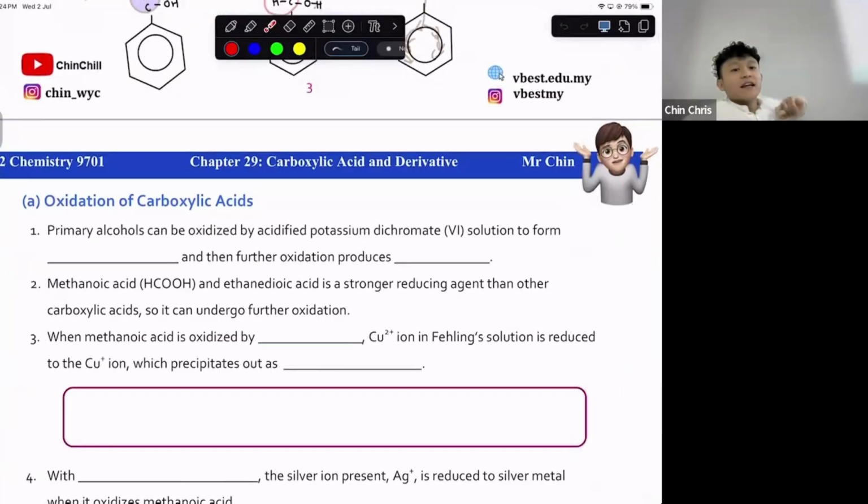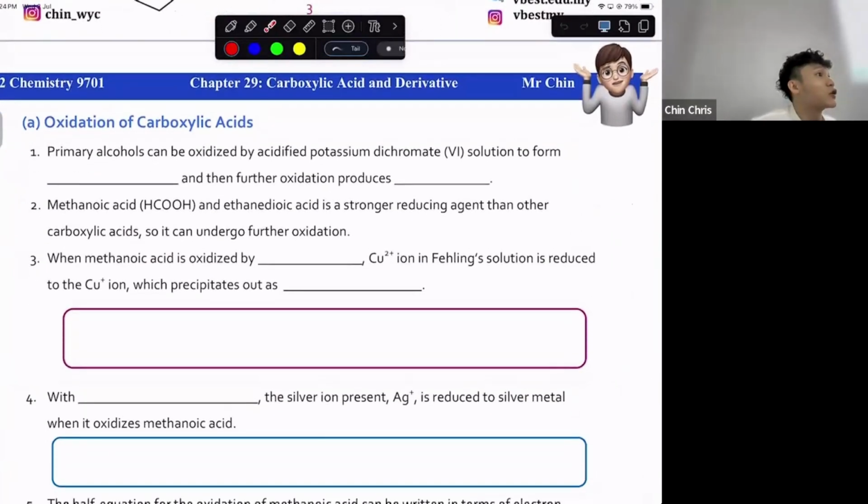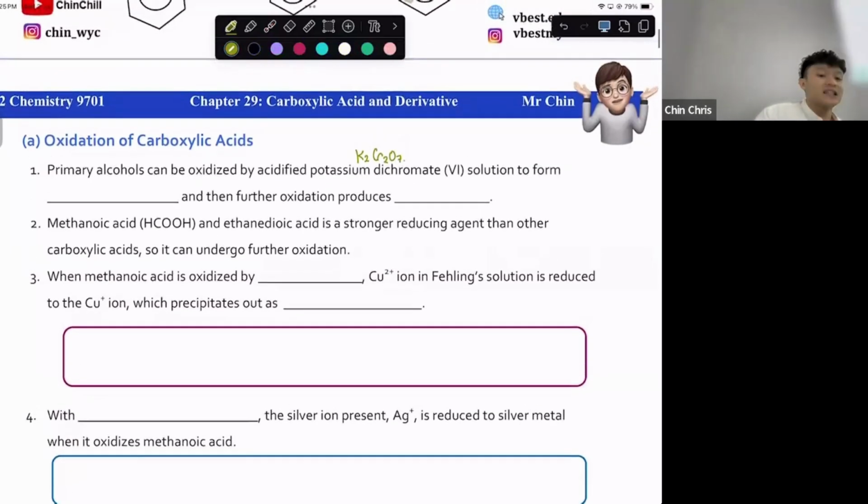Alright guys, let's go. Oxidation of carboxylic acid. Primary alcohol can be oxidized by acidified potassium dichromate, K2Cr2O7. So guys, oxidized primary alcohol, what does it turn into? Something. What is the something? Yes, thank you. Then further oxidize, what? Still remember your AS stuff. Not bad.